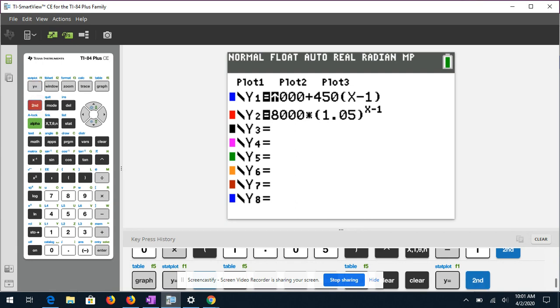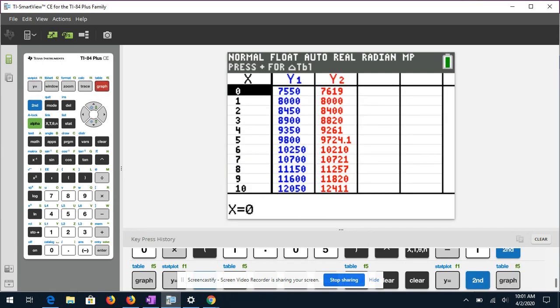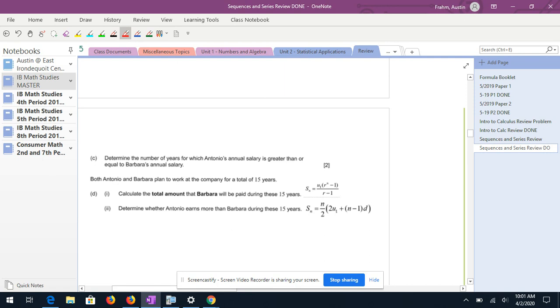And what we can simply do with this is go to the table and take a look to see where Barbara's salary goes above Antonio's. So if you look at year 6, Antonio's salary is 10,250. Barbara's is 10,210. And then in year 7, Antonio's is 10,700 and Barbara's is 10,721. So Antonio's is greater than or equal to Barbara's for 6 years, because in the 7th year, Barbara moves ahead. So our answer to letter C would be 6 years.